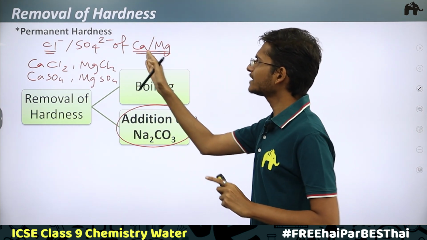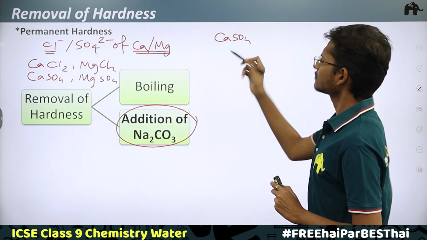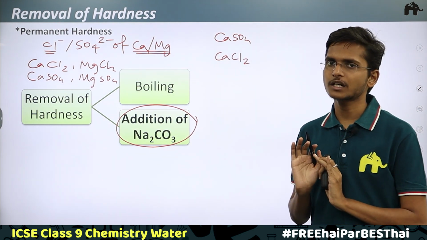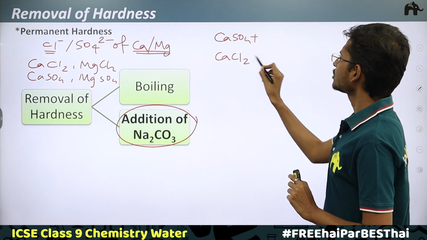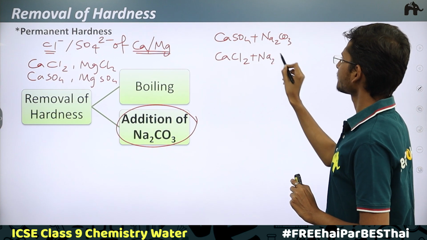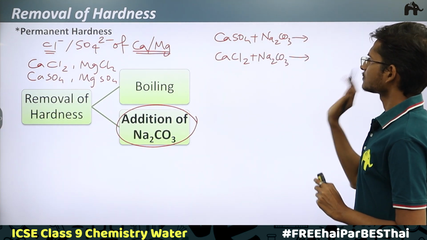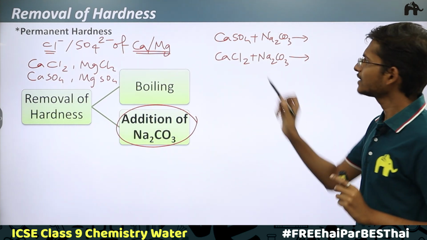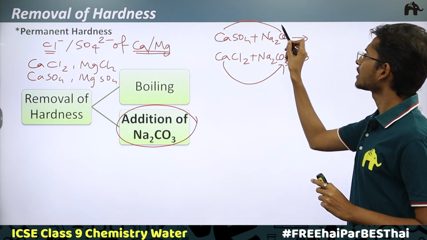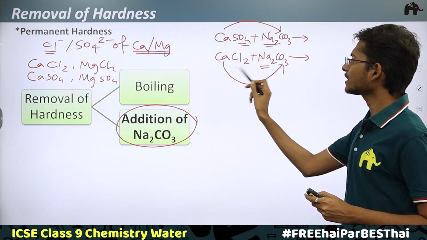Let's see the example of calcium sulfate and calcium chloride. If our water has calcium sulfate or calcium chloride, definitely it is permanent hard water. But now I am going to add sodium carbonate into this water, and again the same thing would happen. Here also you need to understand that our calcium would pick up the carbonate. Now what is left? The sodium and sulfate, and sodium and chloride ions.